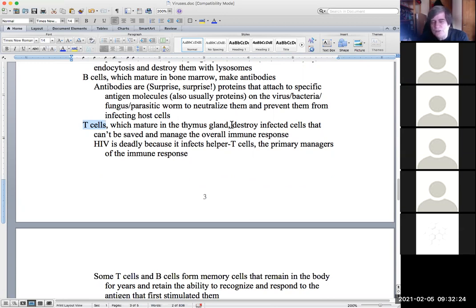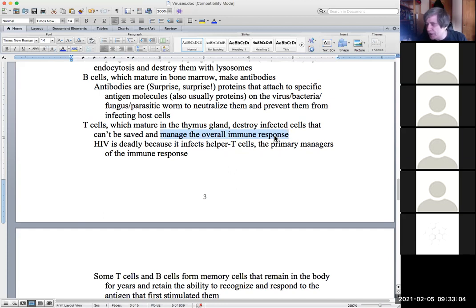And these are the cells that destroy your own cells that are damaged and can't be salvaged. And they're also the cells that kind of manage the overall response. Now, when I say they manage the overall response, they recruit other cells to attack these foreign antigens that are in your body. Now, notice when we think of foreign antigens, your immune system evolved to attack bacteria, viruses, fungal infections, parasitic worms. But it can also attack foreign cells that we want in your body.